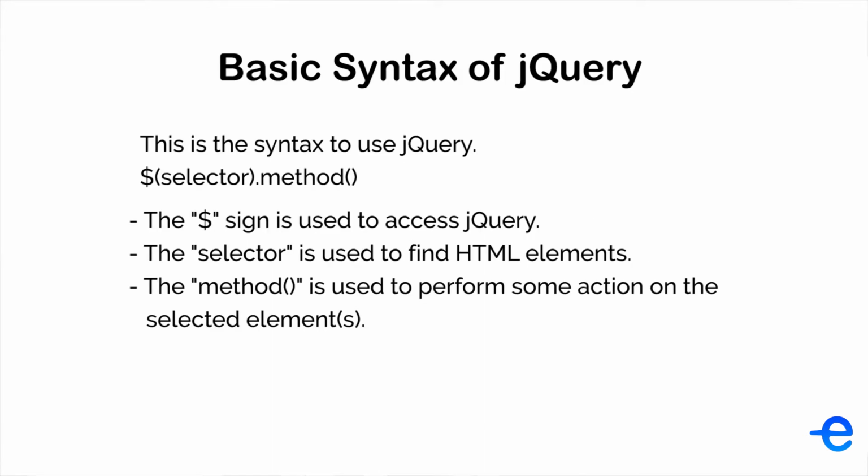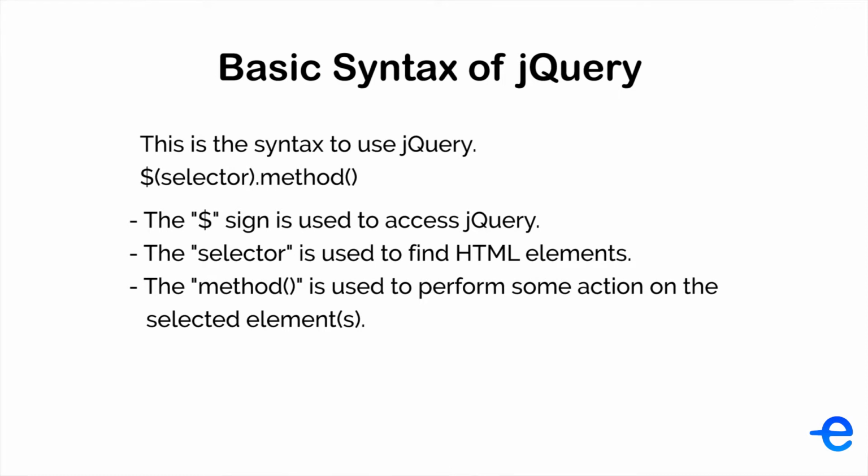Before we get into selectors and filters, let's first understand the basic syntax of jQuery. So as you can see on the screen, this is the syntax to use jQuery. The $ sign is used to access jQuery. Selector is used to find HTML elements. And in jQuery, selectors are like CSS selectors. We will talk more about it very soon. The method is used to perform some action on the selected element or elements, because the selector might select one element or multiple.